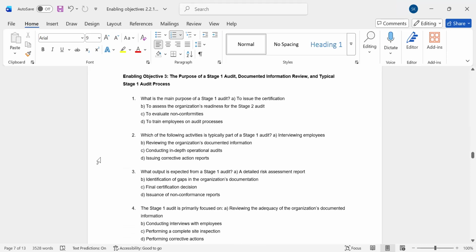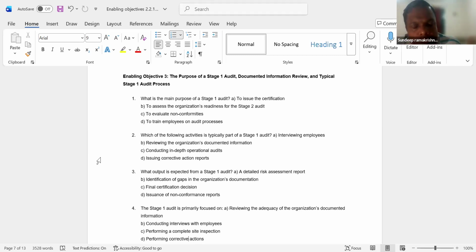To issue the certification, to assess the organization readiness for the stage 2 audit, to evaluate non-conformities, to train employees on audit processes. B, sir. Yeah, B is the right answer.